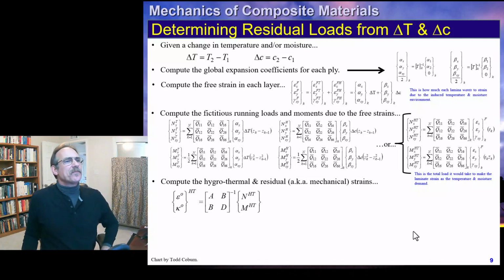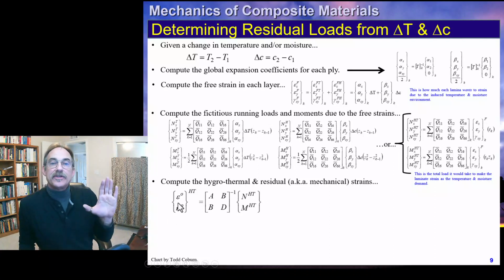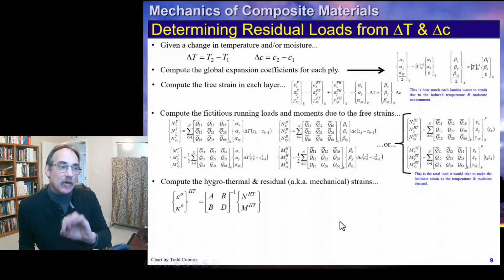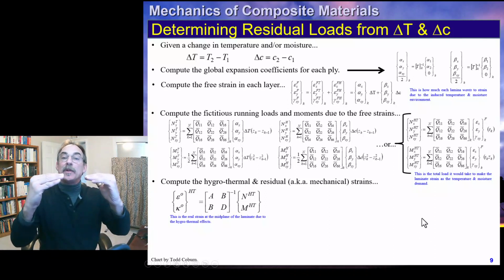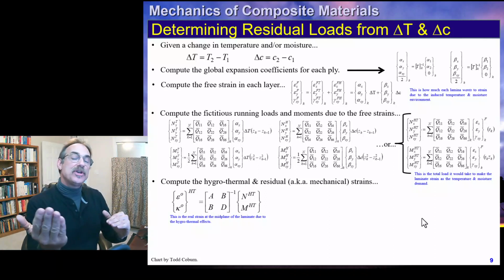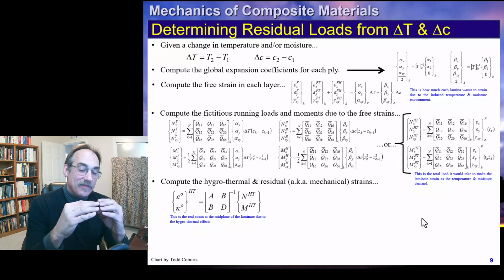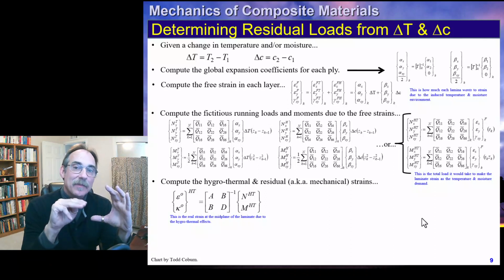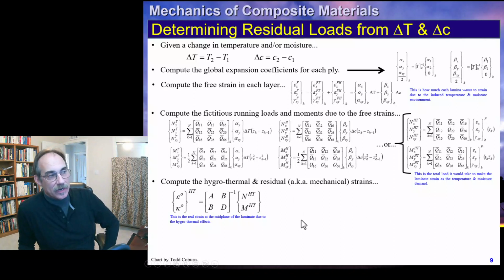Got it? Okay. These are called the residual, these are the hydrothermal strains. These are the strains at the midplane due to those hydrothermal effects. Okay? This is the real strain that occurs. Remember, we looked at each ply and what it wanted to strain, added up all the effects of that, used those virtual running loads and moments, and now have calculated how much this laminate really strains at the midplane, how much it strains and bends, the strains and curvatures. Okay. That's called the hydrothermal strain.